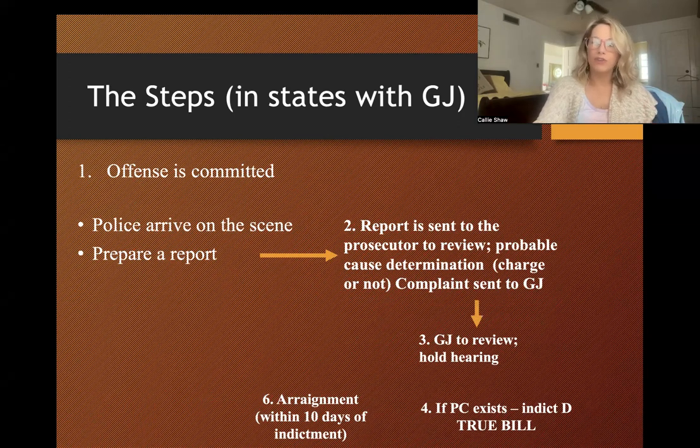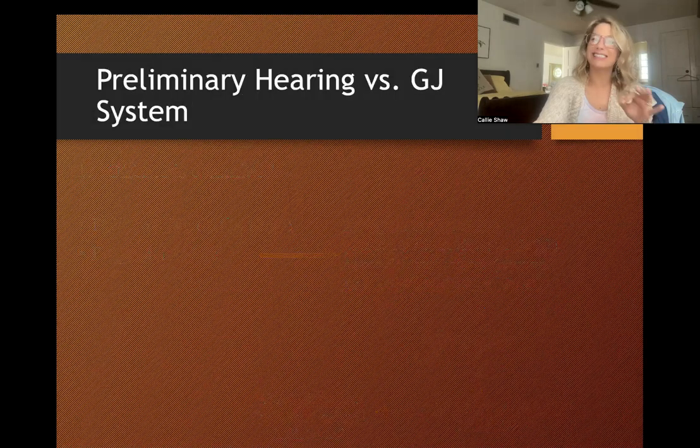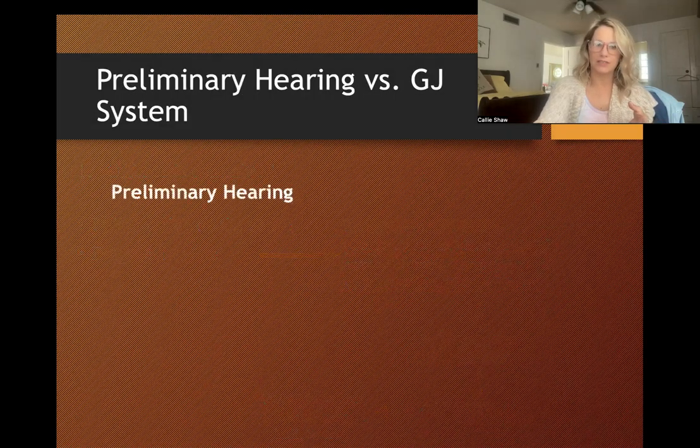The grand jury reviews it, and they hold a hearing. At that point, the person under suspicion is not a defendant. Not until or if the grand jury decides, yeah, there's enough here. And so they may issue what's called a true bill, an indictment. Then the person enters their plea of guilty, not guilty, or not guilty by reason of insanity within 10 days of their indictment. So you see, it's almost the exact same. It's just fewer steps than the preliminary hearing system.